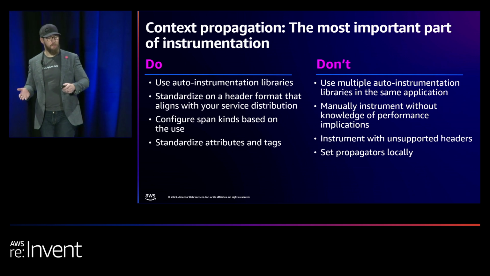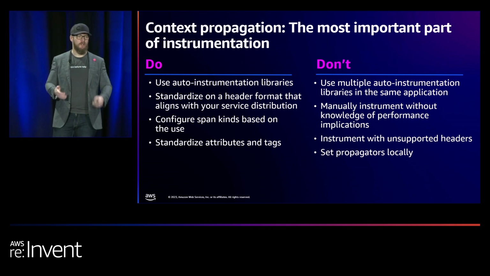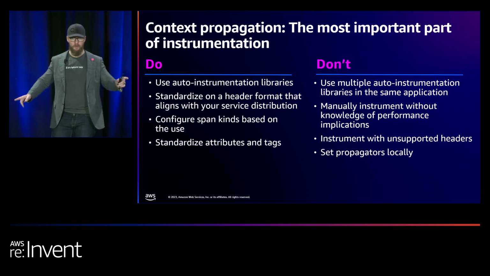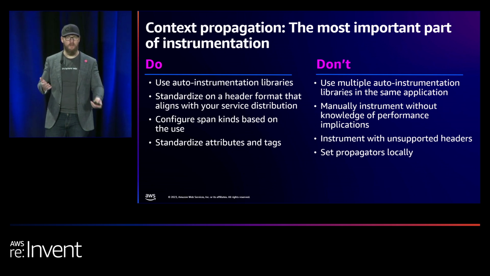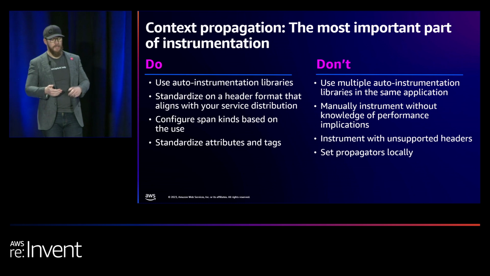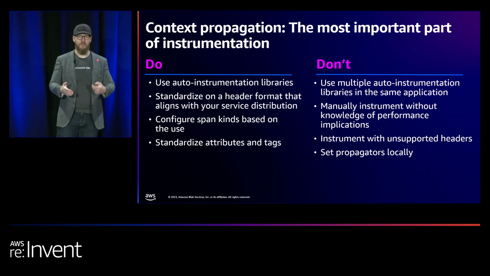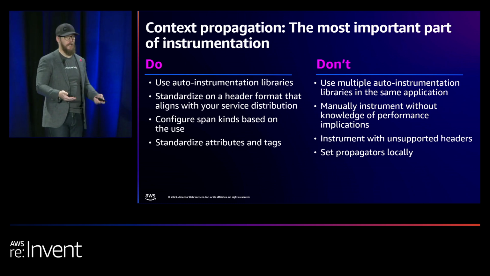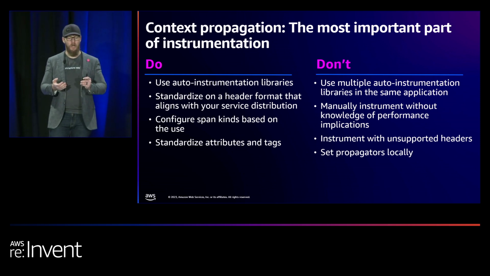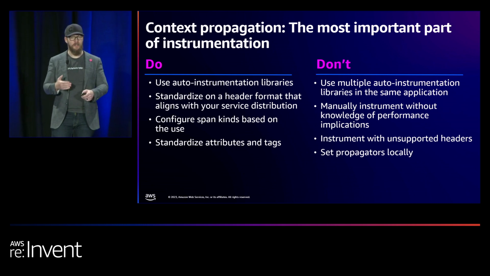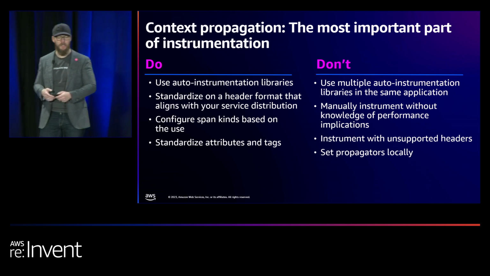Configure span kinds based on their use. So a span is part of a distributed trace. It's that individual component of an interaction transiting all of your services. And configure those span kinds based on what that service use is going to be. And then standardize, again, attributes and tags. You're going to hear me say this a lot, attributes and tags. Make sure that those are common across your application and infrastructure so that you're making it very easy to see the correlation and causation that's going to be there.